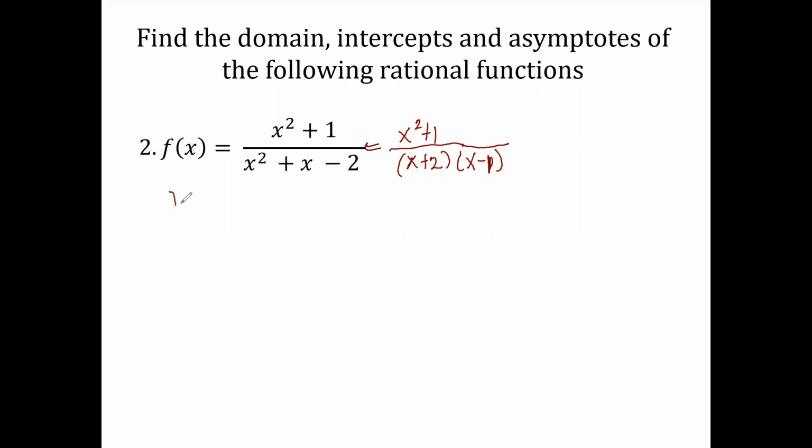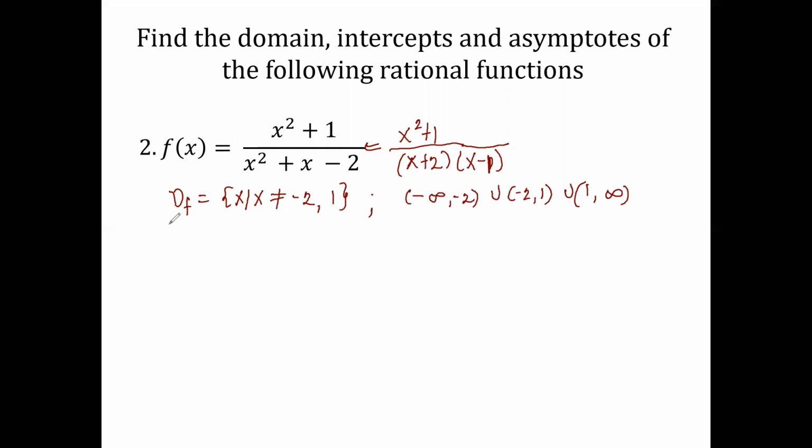Okay, so let's identify the domain first in set builder notation. That is x such that x should not be equal to, equating x plus 2, negative 2 and positive 1. So in interval notation, this is from negative infinity until negative 2, union negative 2 to 1, union 1 to positive infinity. So that's the interval notation.